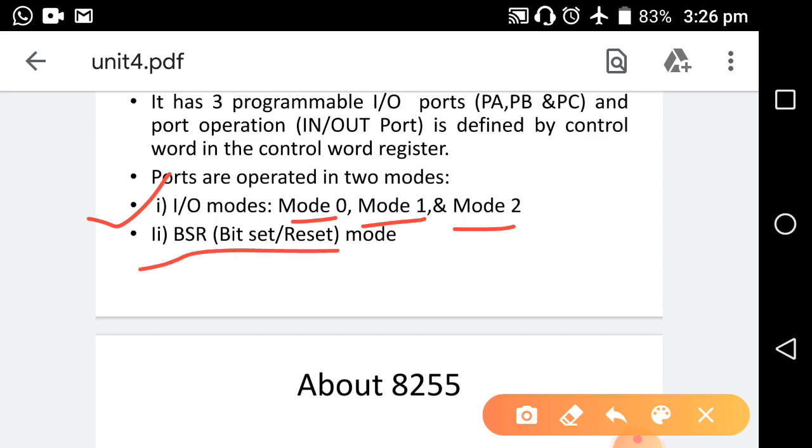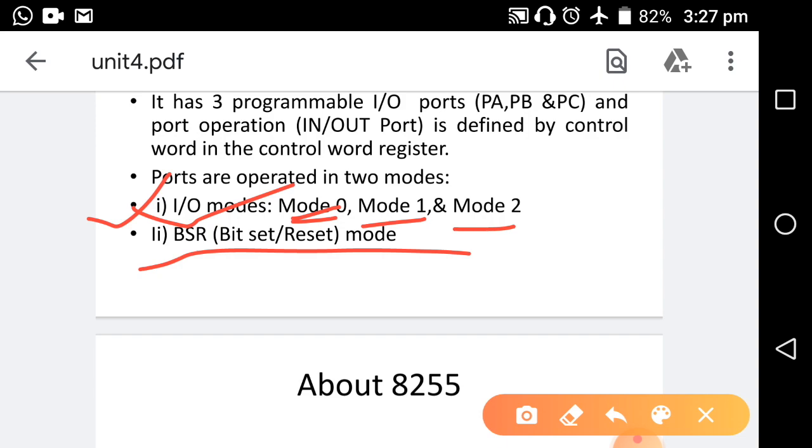Okay, and in the BSR mode, sorry, I forgot to discuss the IO mode first. In the IO mode, port A, port B and port C are programmed as the input port as well as the output port. So in mode 0, all the 3 ports, port A, port B and port C, can work as the simple input port as well as the simple output port.